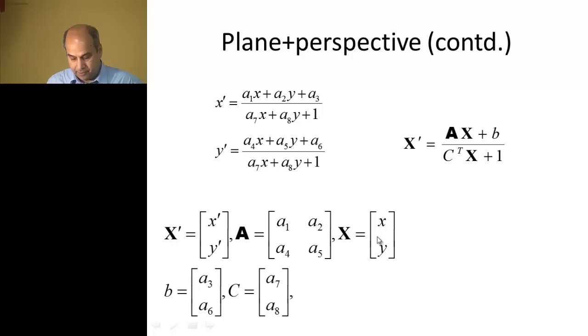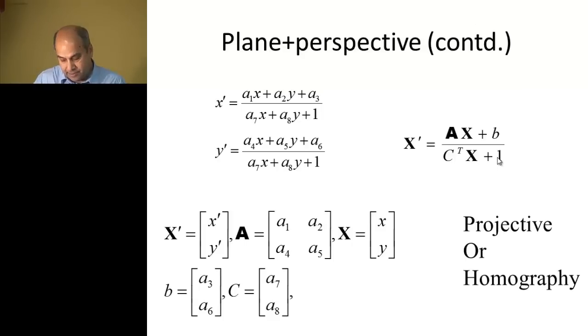Similarly, we can do this for C, because we have this vector C here. We have C transpose, so it will become A7, A8 as a row, and that is multiplied by X, which will become X A7 plus Y A8 plus 1, which is 1 here. So it's the same thing. Now we have this in a matrix form, and this is called projective or homography.